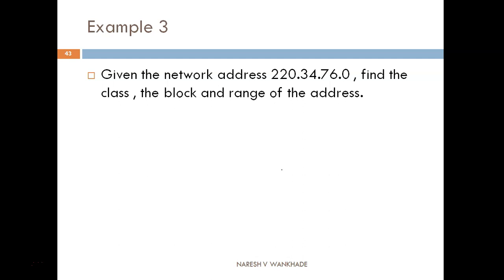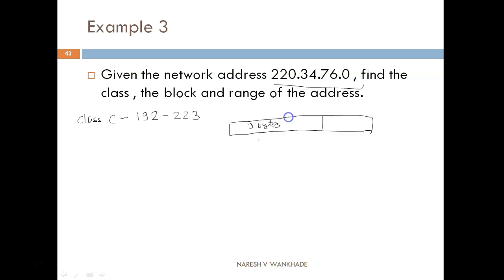Third example, given the network address 220.34.76.0. Class A starts from 0 to 127. Class B starts from 128 to 191. Class C starts from 192 to 223. The given address belongs to class C, and in class C, 3 bytes are for the network ID and 1 byte is for the host ID.